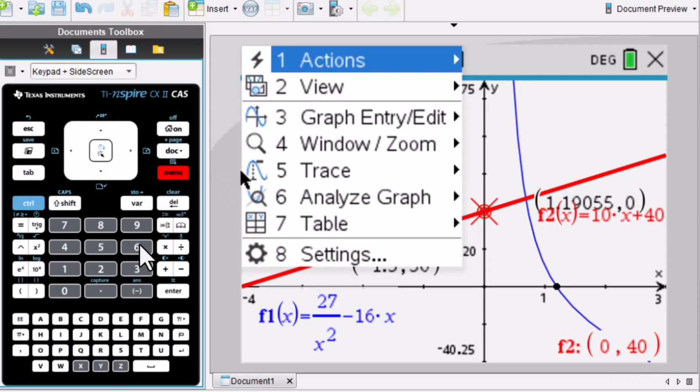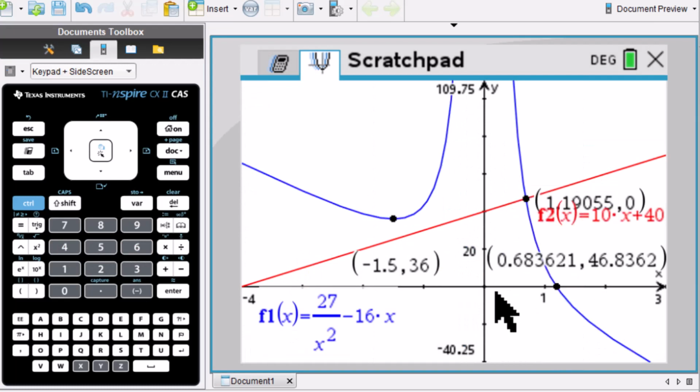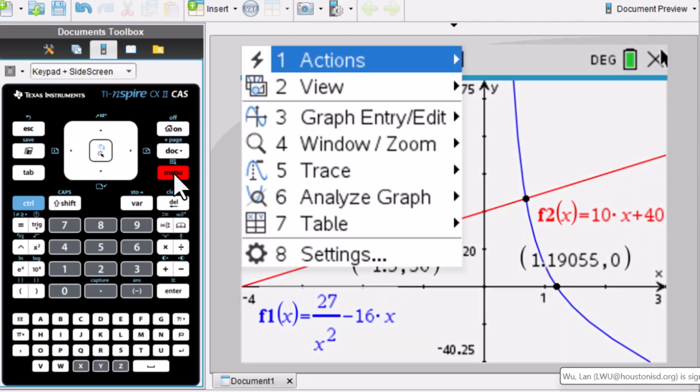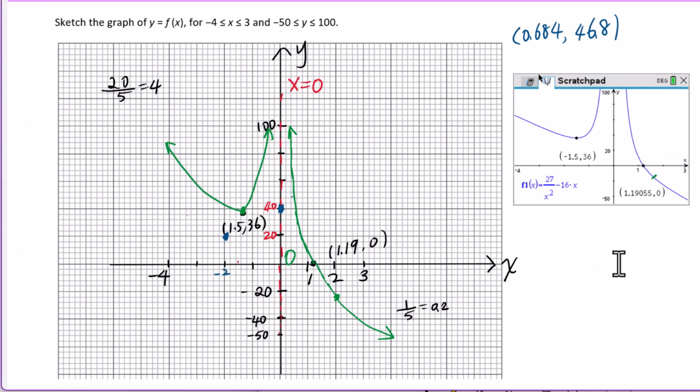Go to menu, 6, 4, intersection, 0.684, 46.8. As we know, 2 points determine a straight line. Let's find another accurate coordinate on the linear function. Negative 2, enter. Negative 220. Negative 2, negative 220 and 0, 40. Then we connect these 2 points. y equals 10x plus 40.